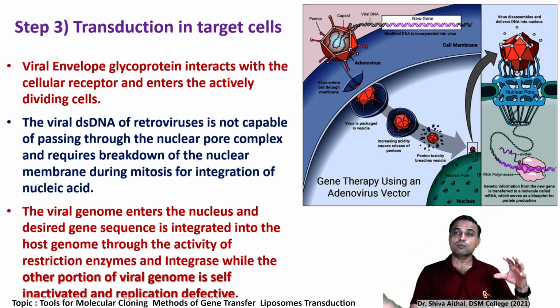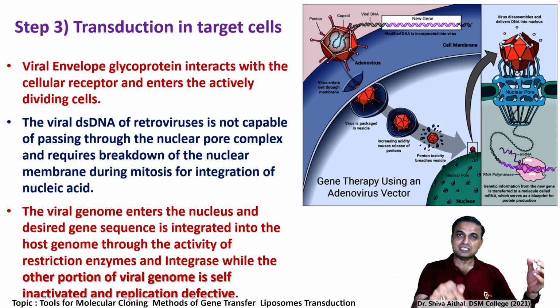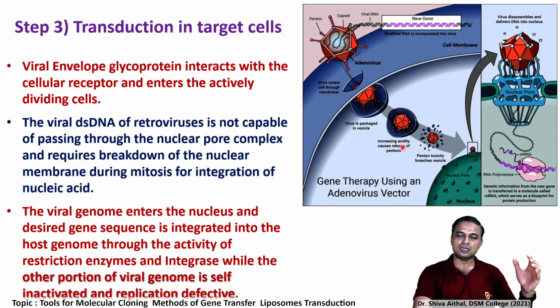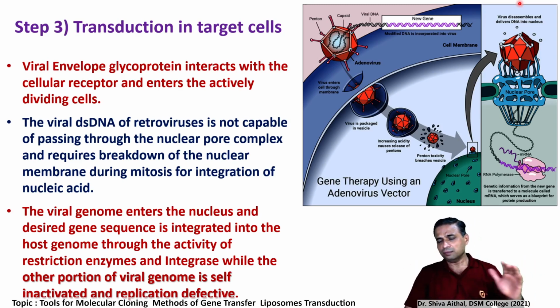Now this is the blueprint for protein production. The protein which you designed in your gene of interest will be produced inside the multicellular or eukaryotic system here. The viral double-stranded DNA of the retrovirus is not capable of passing through the nuclear pore complex. This requires a breakdown, and during mitosis of the cell, this happens and integration may take place.